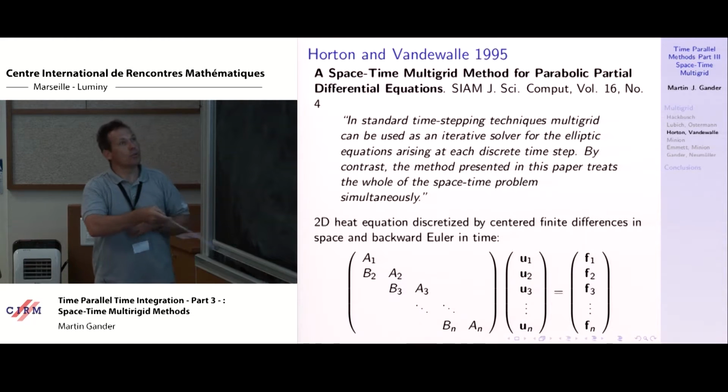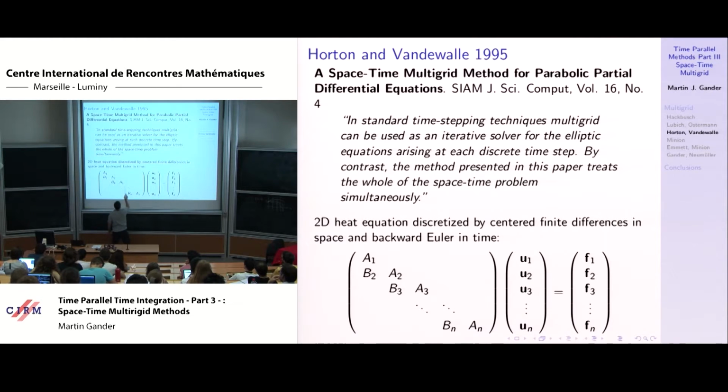So they write the whole space-time problem. This would be the first time step. Then this would be the second time step, the third time step, up to the nth time step. Each of these matrices would contain a Laplacian to invert. So this is a huge matrix. It has all the unknowns in space times all the unknowns in time. And they say, we just want to solve this whole space-time problem by applying multigrid, but really systematically, coarsen in space, coarsen in time.